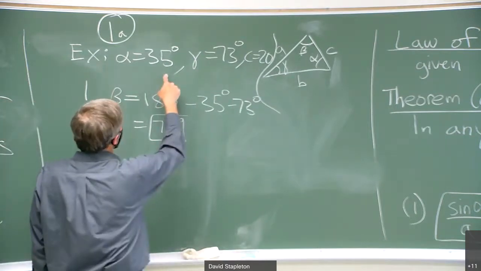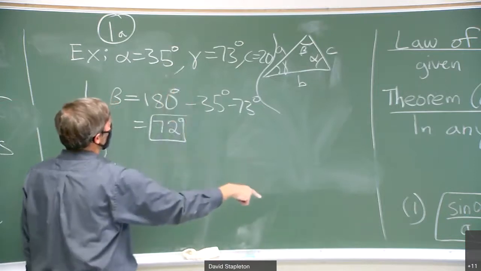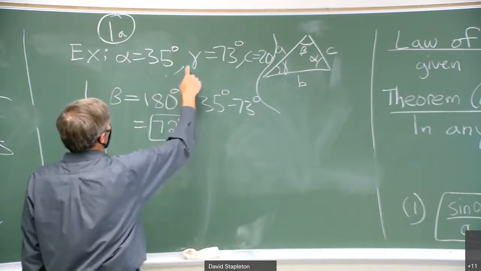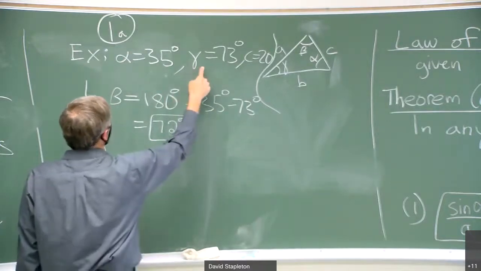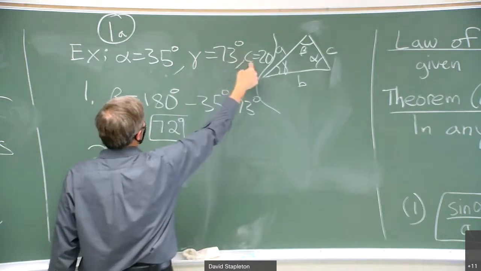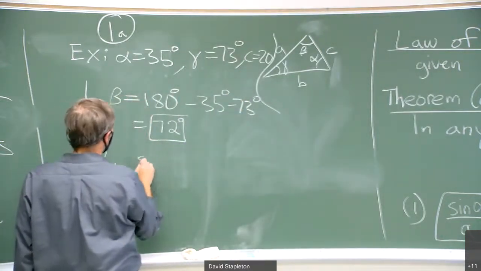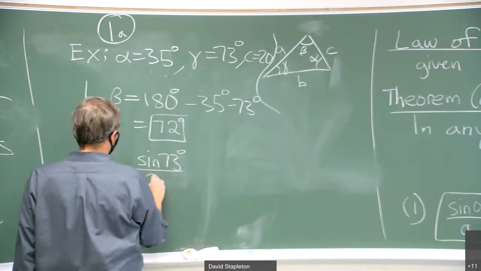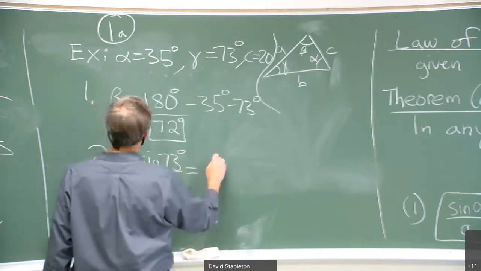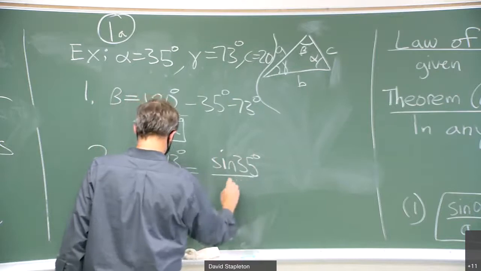So let's see. The object, again, in the law of sines is to use one of those 3 laws and fill up 3 of the 4 slots, so there's just one thing to solve for. I have here gamma and an angle, and C its opposite side. So I'm going to use that form of the law. I'm going to say sine of gamma, 73 degrees, is to C, 20, as sine of alpha, 35 degrees, is to A.